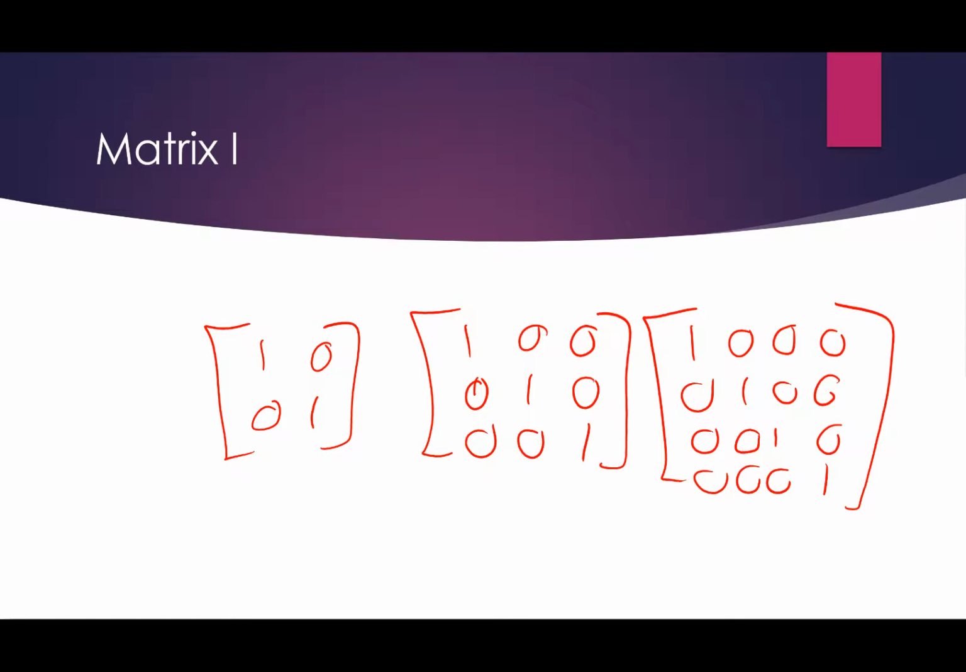It can be any dimension it wants. It can be even a 1x1 matrix. A 1x1 matrix would just be the number. Why is it erasing when I draw it? Anyway, it's just the number 1. That would be an identity matrix as well.